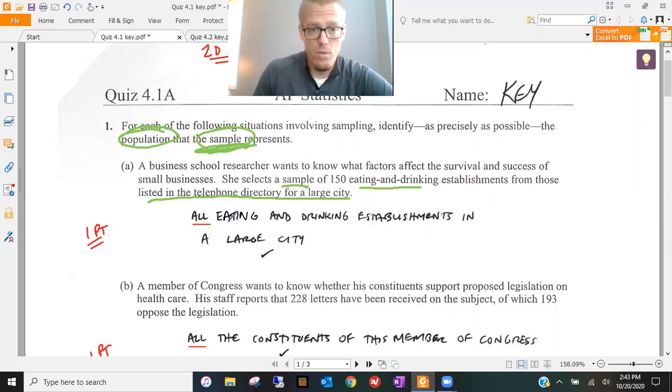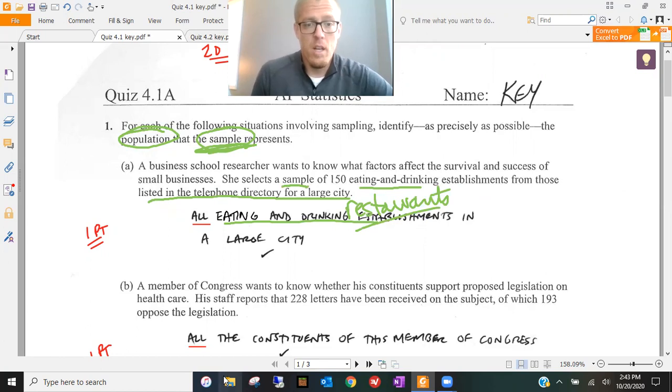That's fine too. If you use restaurants here because you recognize that eating and drinking establishments are restaurants, that's perfectly fine. All restaurants in the large city. So notice I didn't stop at just saying all eating and drinking establishments. I didn't stop at saying all restaurants because then I would assume we're talking about the whole world. We have to be specific about what our population is. All the restaurants in this large city.